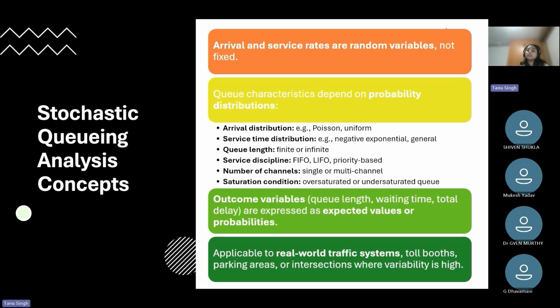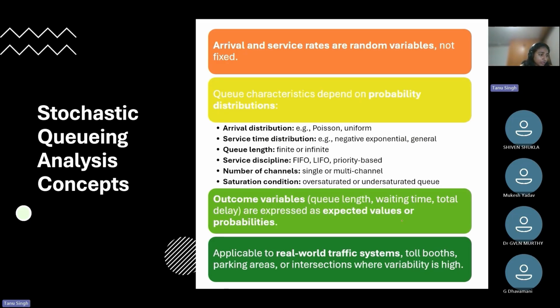Since the arrival and service rates are random here, the outcomes are also expressed as probabilities or expected values. So this approach is especially useful in real-world traffic where variability is high, such as at an intersection, toll plaza, or parking lot.